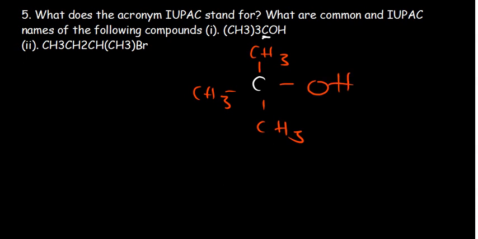So the common name basically is just going to refer to what structure you've been given. Of course we understand this is an alcohol. Now how many carbon atoms do we have? We have 1, 2, 3, 4. So what kind of an alkyl is that? Meth, eth, prop, and what? So it's butyl.